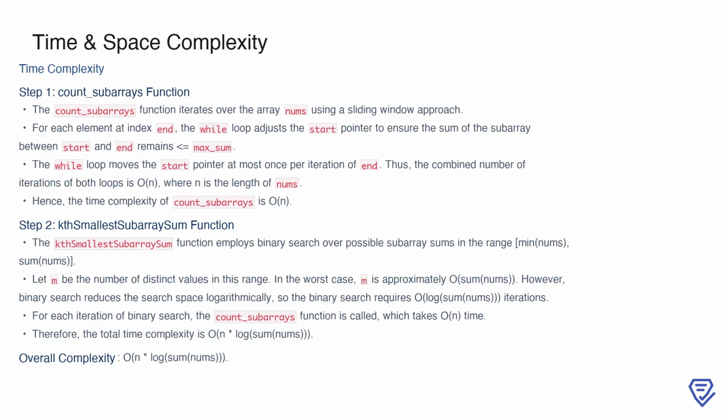Next, in the kth smallest subarray sum function, we use binary search to narrow down the range of possible subarray sums. The binary search operates over a range defined by the minimum and maximum possible sums, which can span from the smallest element in the array to the total sum of all elements. While this range can grow large, binary search reduces it logarithmically, requiring O(log(sum(nums))) iterations. In each iteration, we call the count_subarrays function, which takes O(n) time. Therefore, the overall time complexity of the solution becomes O(n * log(sum(nums))).